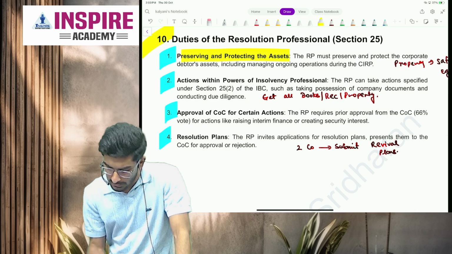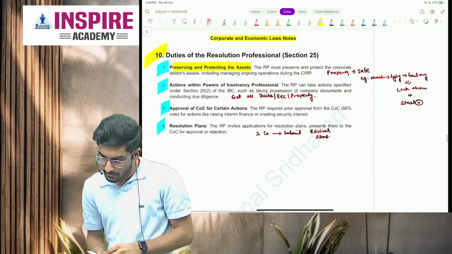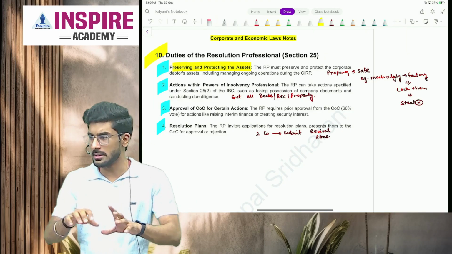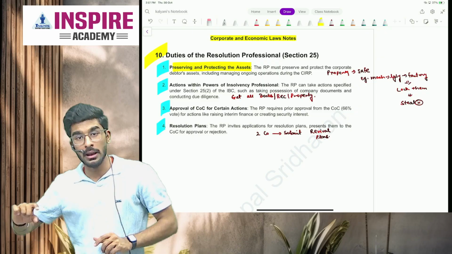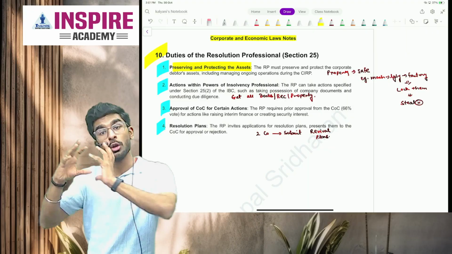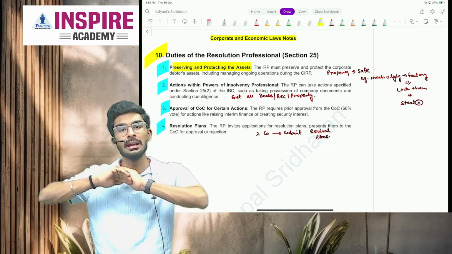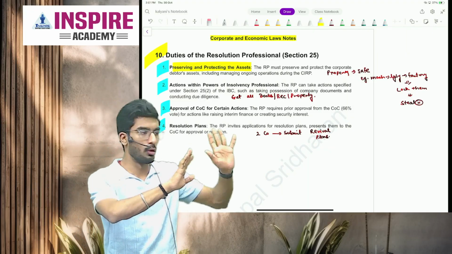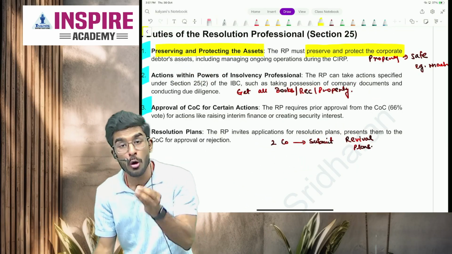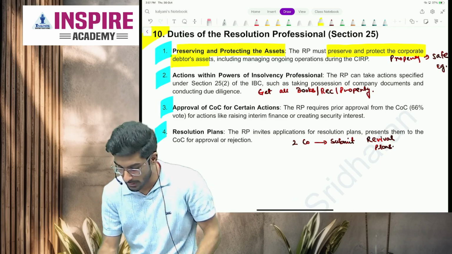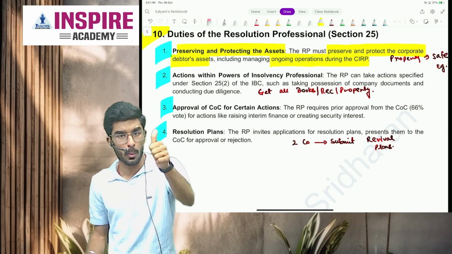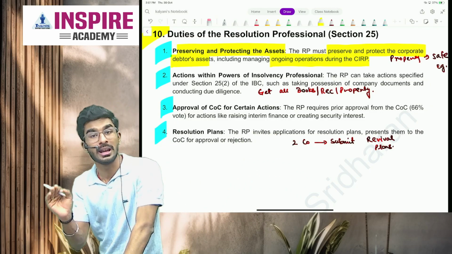Preserving and protecting the assets. So people, if the RP finds that machinery of a corporate debtor's factory is not secured, the RP will take hold of those assets. They will put a lock on the assets to secure them from getting stolen or hidden. The RP must preserve and protect the corporate debtor's assets, including managing ongoing operations during CIRP. Yes or no, people? Perfect. Number 1 point is preserving and protecting the assets.